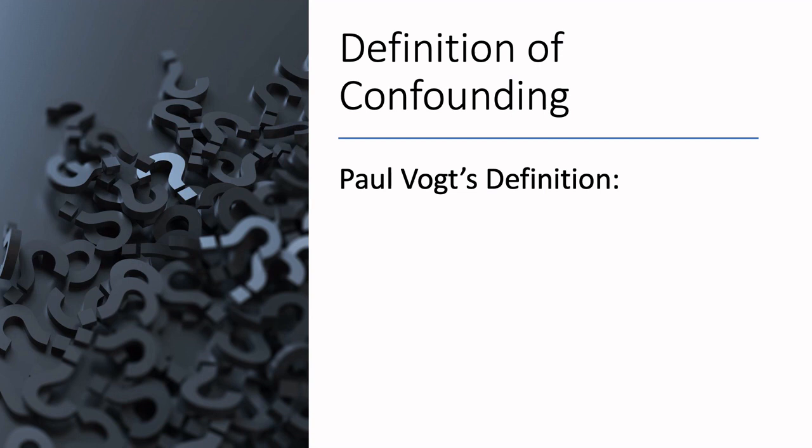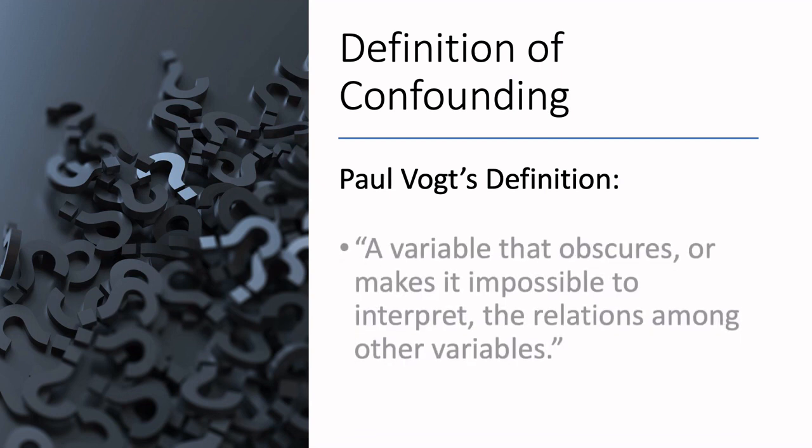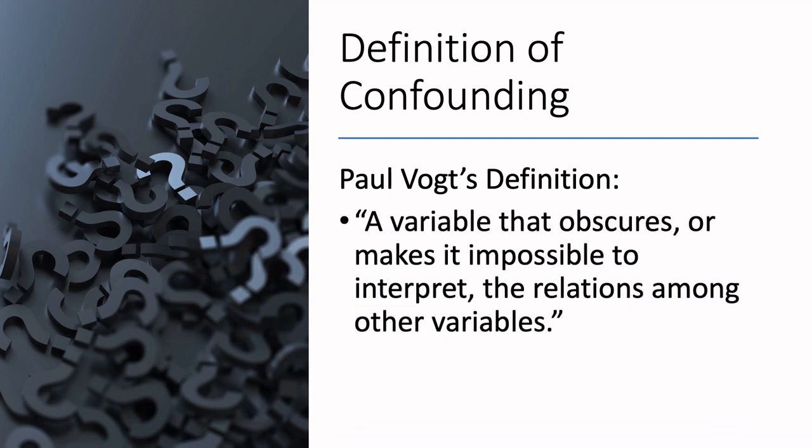Let's use Paul Vogt's definition of confounding. What he said was a confounder is a variable that obscures or makes it impossible to interpret the relations among other variables. This means that confounders obscure relationships between variables, so we have to adjust them or control for them whenever we do a study.